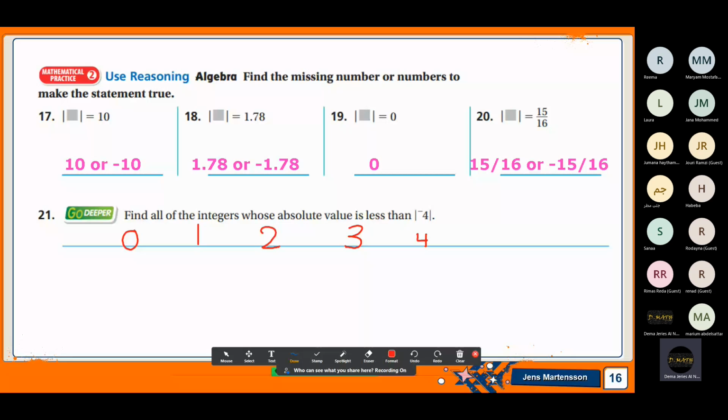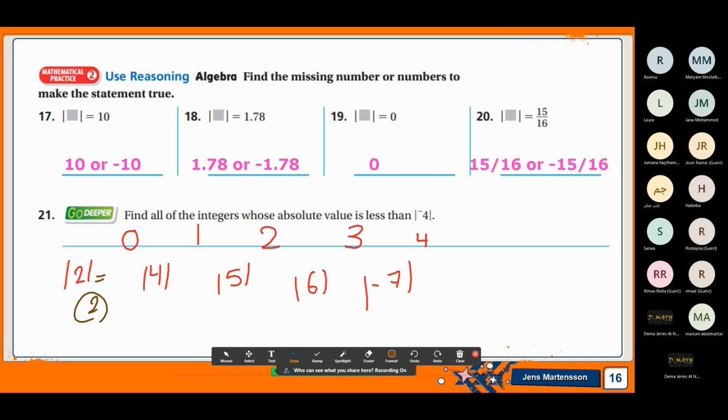Okay. Now, if we have the absolute value of 2, the absolute value of 4, of 5, of 6, of negative 7. What is the absolute value of 2? It's 2. What's the absolute value of 4? 4. Of 5, 5. Of 6, 6. Of negative 7, 7. And I want you now to choose from these numbers the ones whose absolute value is less than 4.